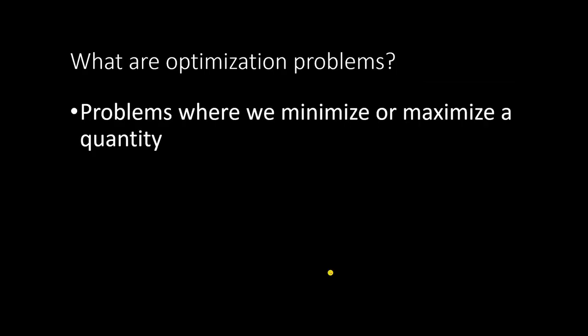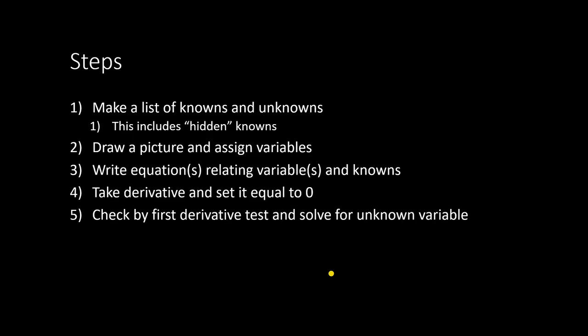Now let's move on to the main event. What are optimization problems? Well, they're a type of problem, usually a word problem, where you have to maximize or minimize a quantity. Maybe you have to minimize the cost of something, or maybe you have to maximize the volume of a shoebox. Next up, we'll look at the steps to solve an optimization problem.